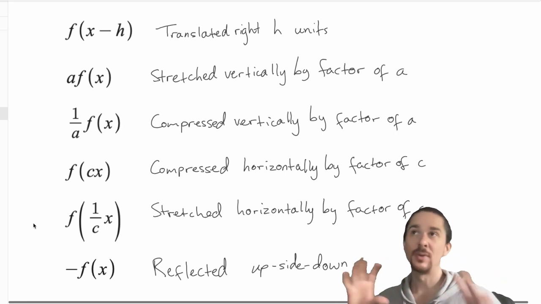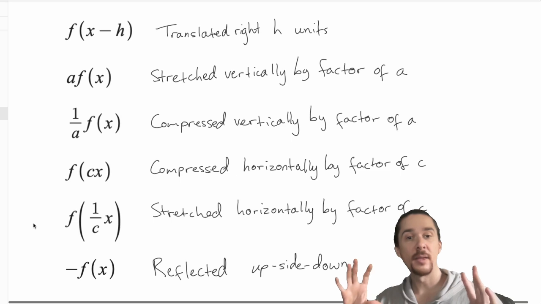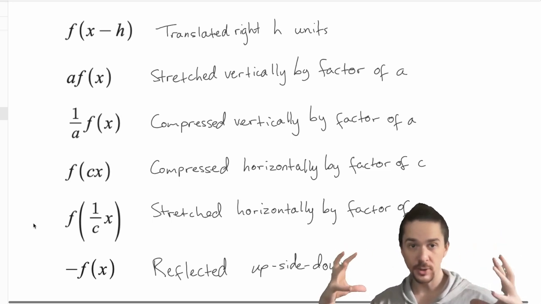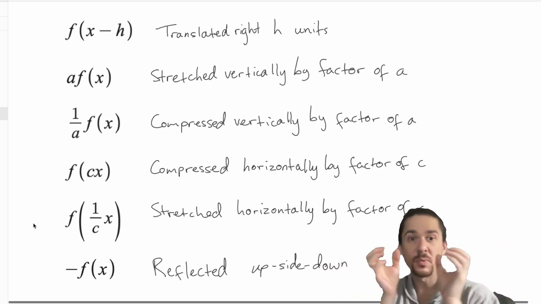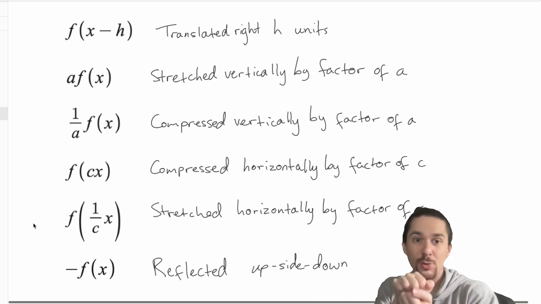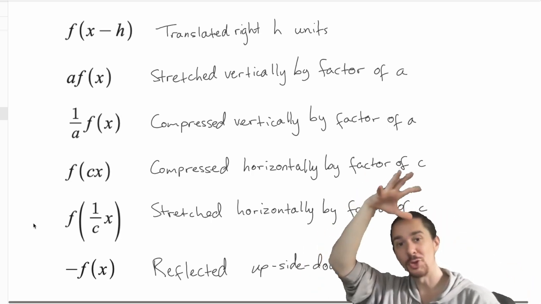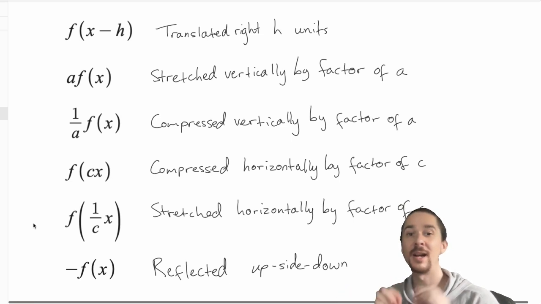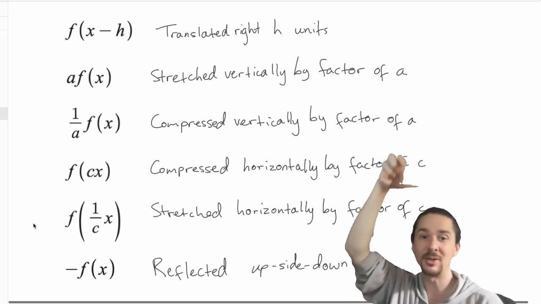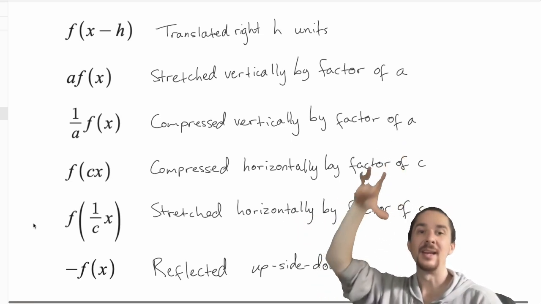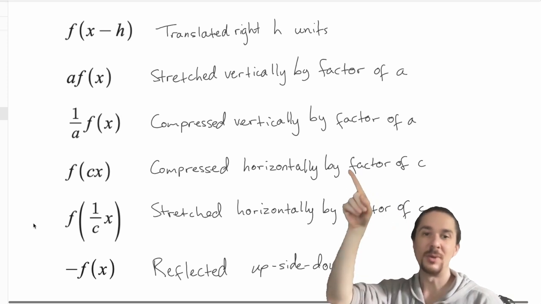Again, I'm showing the same pattern. To modify the y, we work on the whole function. To modify the x, we work inside the brackets. To make it bigger in the y direction, we multiply it. To make it smaller in the y direction, we divide it. But for x, to make it bigger, we divide it. And to make it smaller, we multiply.